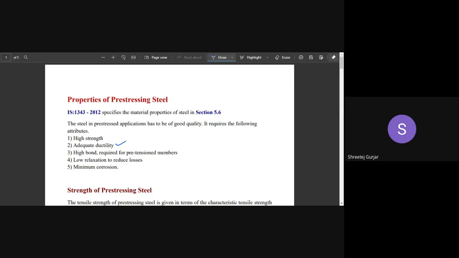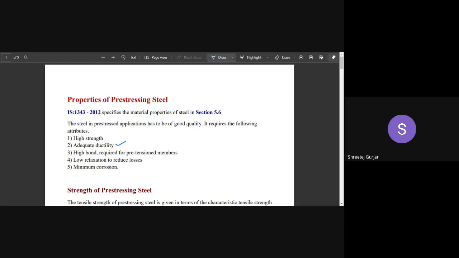The next property is low relaxation to reduce losses, right? We know that some amount of losses occur in pre-stressed concrete, and there is loss of pre-stress in steel due to relaxation.